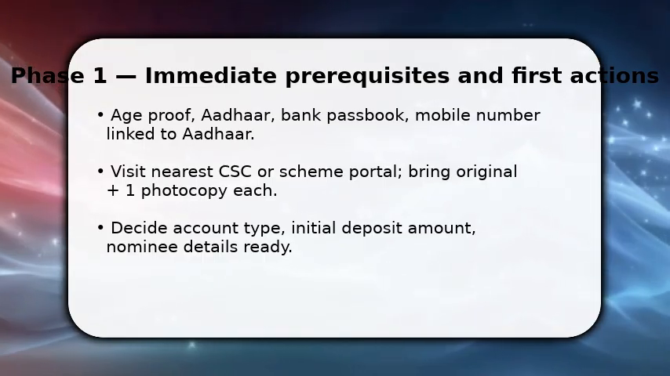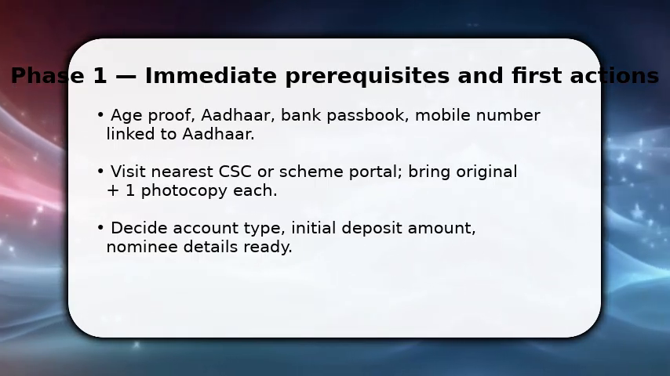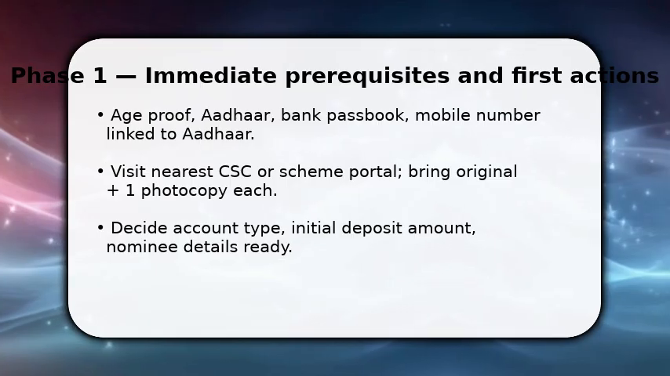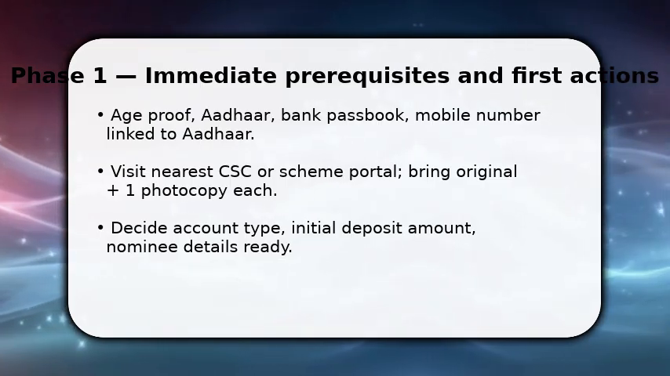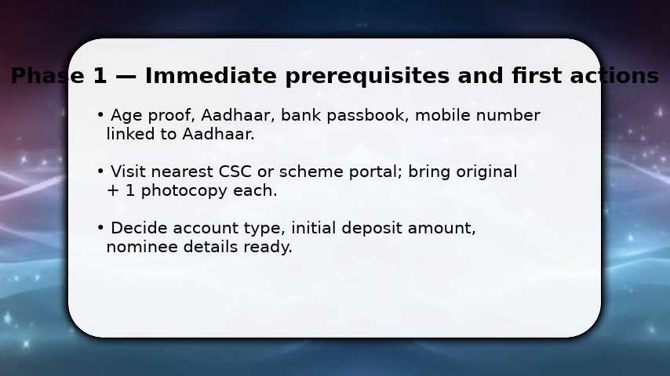Next, tell the agent or select online whether you want a regular savings account and enter nominee details. This prevents delays. Finally, choose your initial deposit amount and keep your DBS/UPI ready for immediate payment.